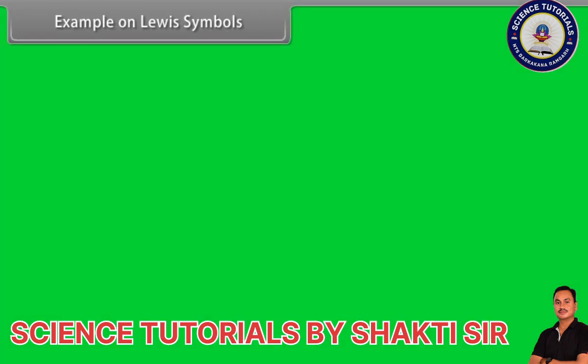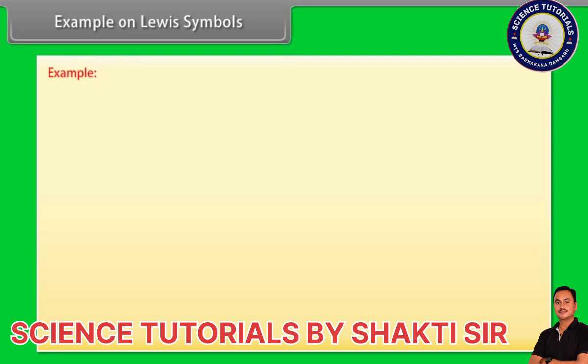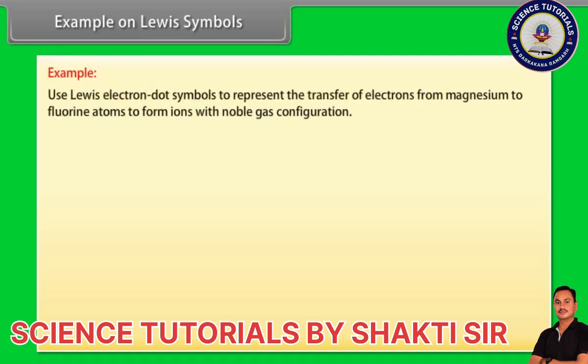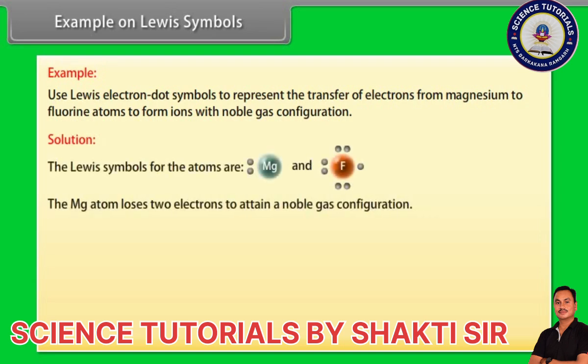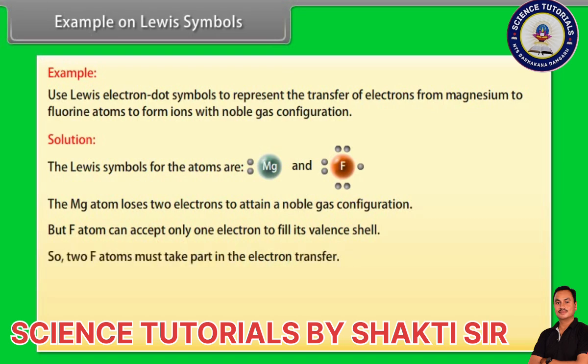Example on Lewis symbols. Let's take an example. Use Lewis electron dot symbols to represent the transfer of electrons from magnesium to fluorine atoms to form ions with noble gas configuration. Let's see the solution. The Lewis symbols for the atoms are: the Mg atom loses 2 electrons to attain a noble gas configuration, but an F atom can accept only 1 electron to fill its valence shell, so 2 F atoms must take part in electron transfer. We can represent this electron transfer as follows.